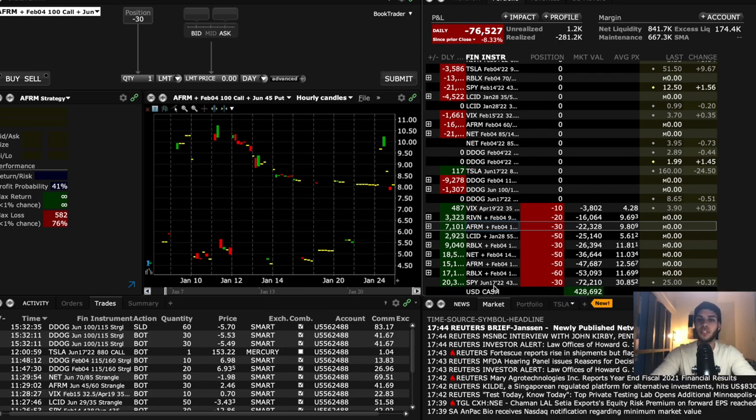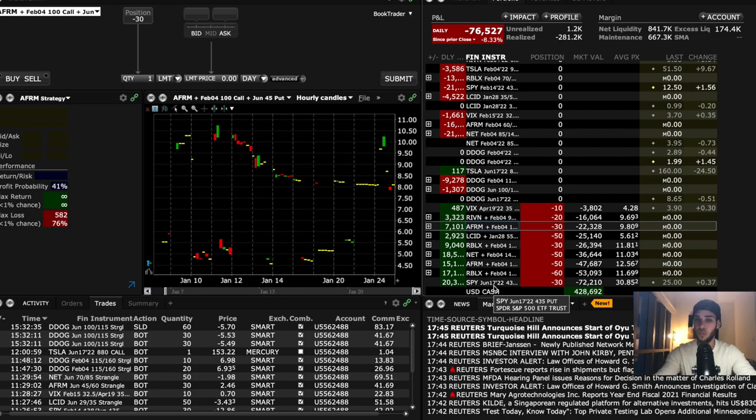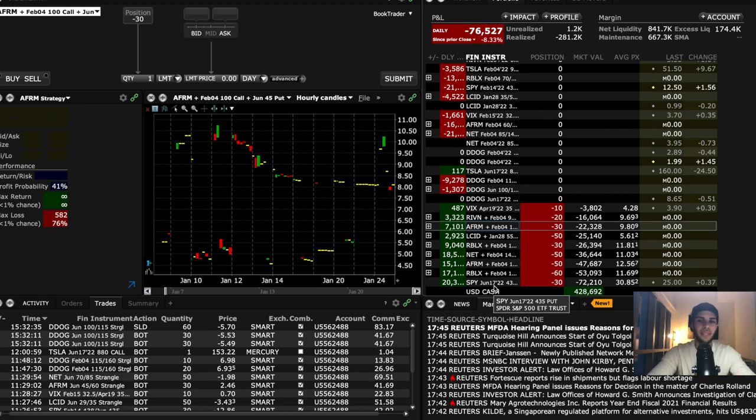Another one, the last one is on SPY. So I rolled this one. This was a 438 strike put that I had expiring at the end of January. And I rolled that position out to June down to the 435 strike. I still think we're going to end the year up for the SPY. And if we do that, that means that we're going to end the year at 480, 490, 500.